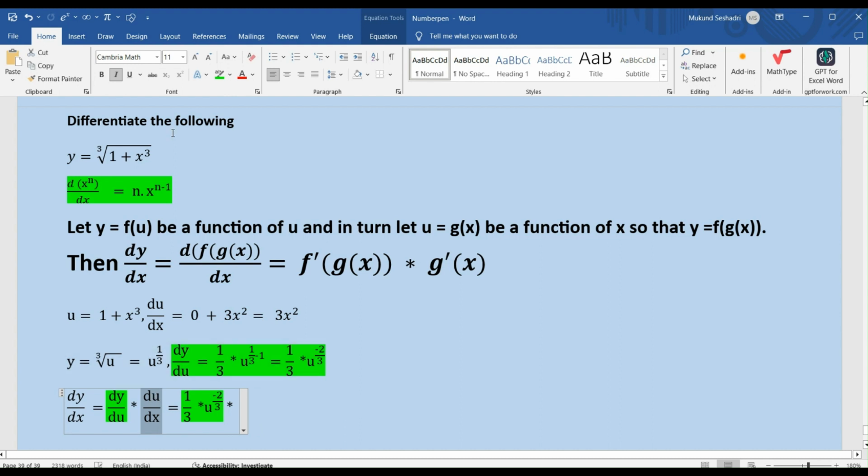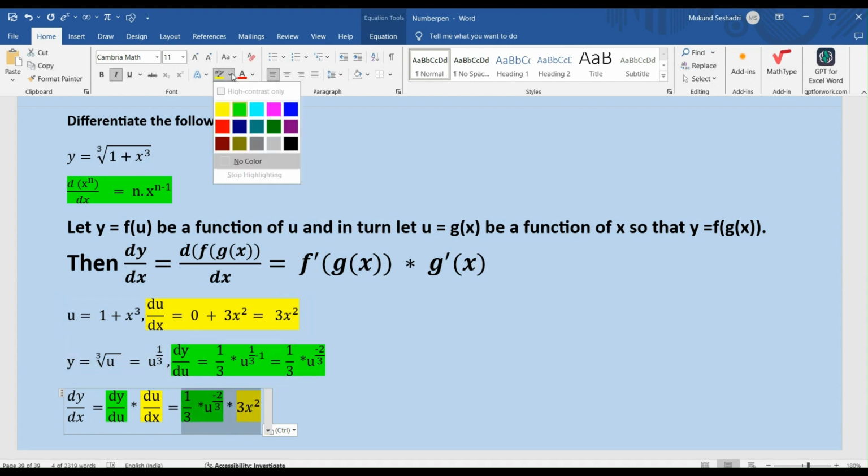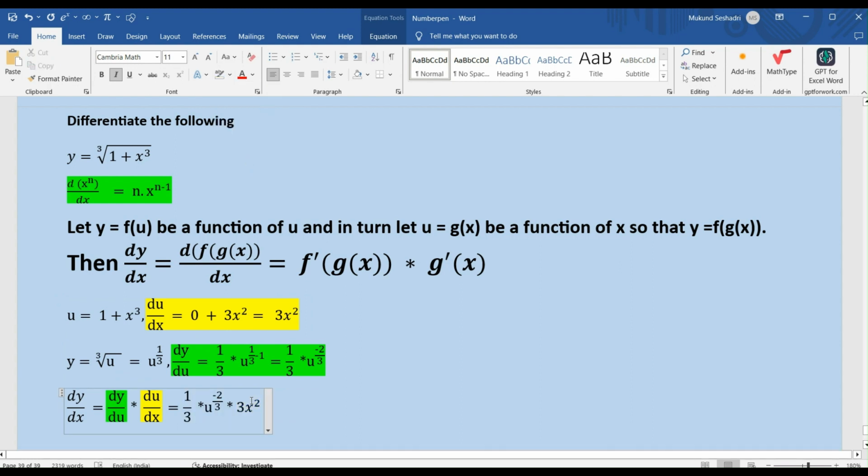So what is my du by dx? Let me highlight it in the color yellow. I go up here and then I pick out my du by dx, right? So my du by dx is nothing but 3x square, right? So I have my final answer, but then I notice that I have an answer in terms of u and in terms of x, right?